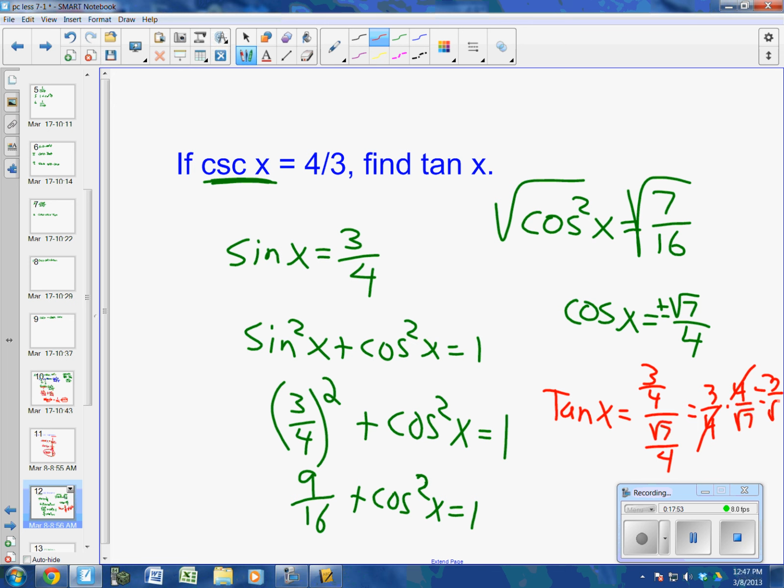But what do we have to do to the square root? It can't be on the bottom, so we times the top and bottom by square root of 7. What would we get? 3 square root of 7 over 7, right? And it's plus or minus. So that's your answer right there: plus or minus 3 square root of 7 over 7.